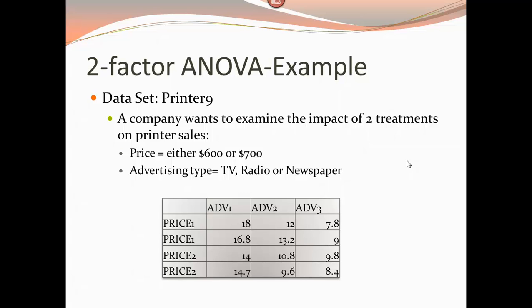A company wants to examine the impact of 2 treatments on printer sales. The 2 treatments are price and advertising type. They're looking at 2 prices, either 600 or 700, and 3 advertising types, TV, radio, or newspaper. So price 1 is 600, price 2 is 700. Then advertising 1 is TV, advertising 2 is radio, and advertising 3 is newspaper.